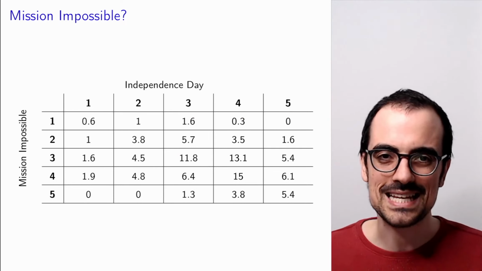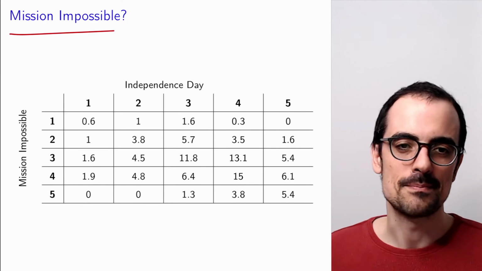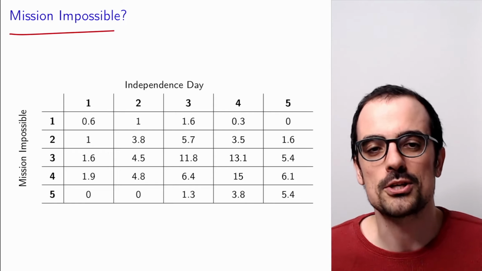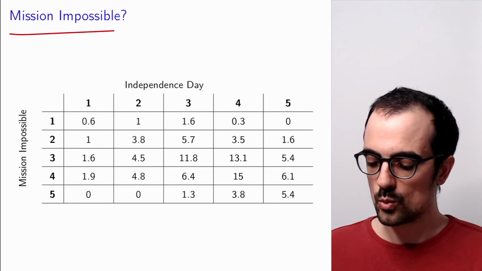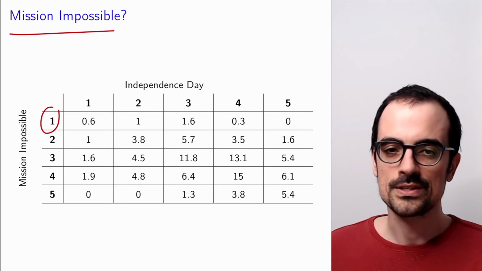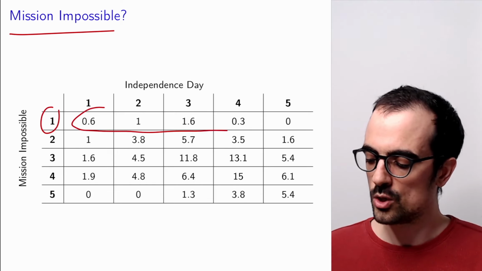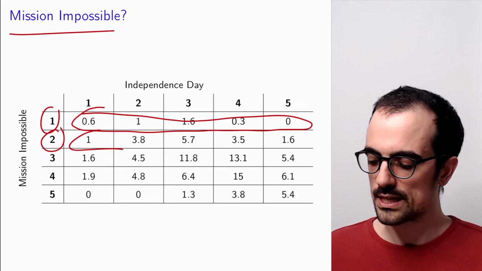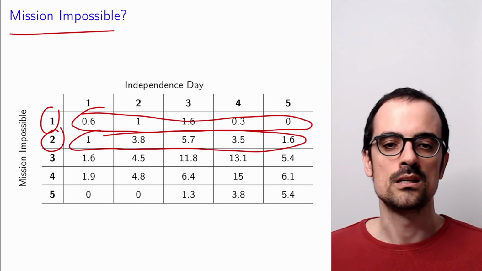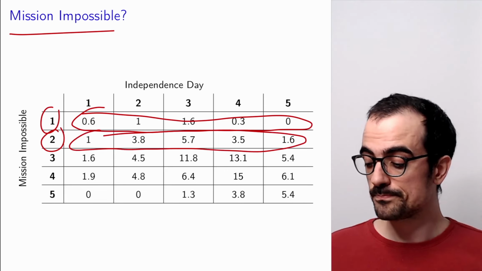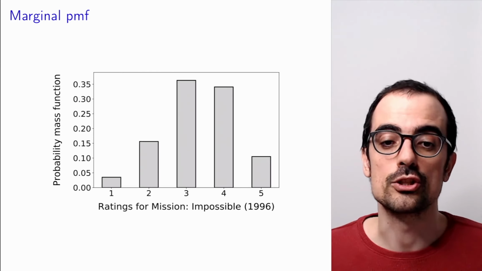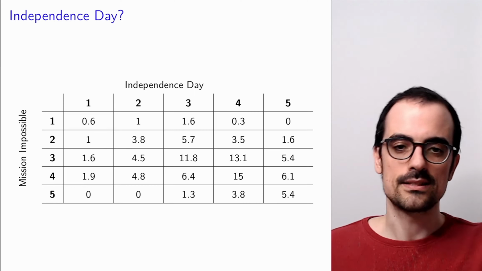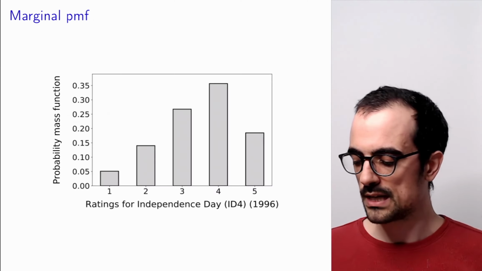Of course, this always happens. I was explaining Independence Day, and now in the slides I had first decided to ask for Mission Impossible. It's exactly the same idea. We want the probability that Mission Impossible gets a rating of 1. We just need to add over all the possible ratings for Independence Day. Rating of 2, same thing. So when we add, in this case, across the columns, boom, we get the marginal PMF of Mission Impossible. I already explained that for Independence Day. We sum across the rows and we get that.